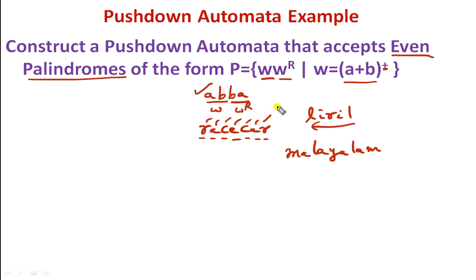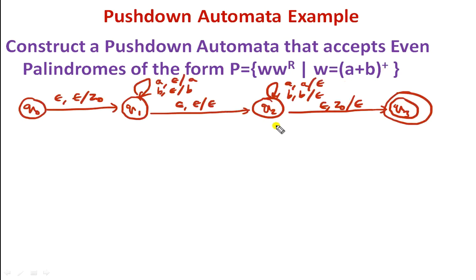Now let us design a PDA, pushdown automata, for this particular language. Okay, this is the PDA for the given language. If you don't understand what these symbols are and how to represent them, you may please watch my previous video where I have discussed the introduction of pushdown automata and how we can graphically represent the pushdown automata. After watching that video, come back to watch this video. So this is the pushdown automata for this language.